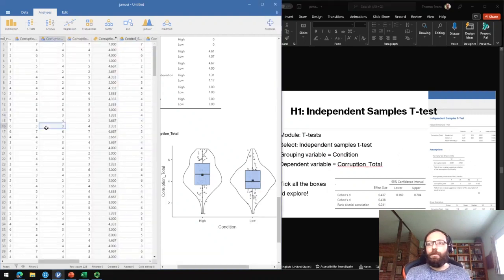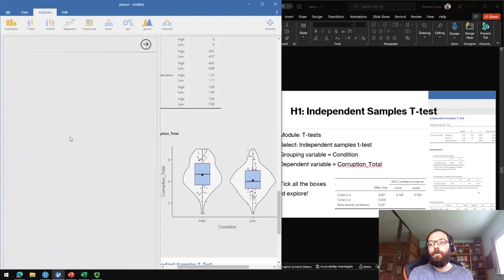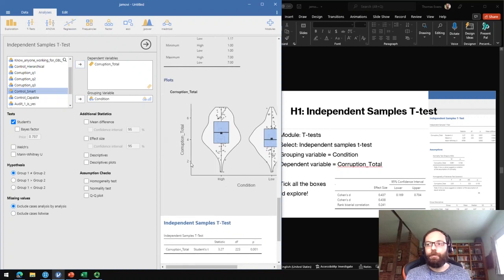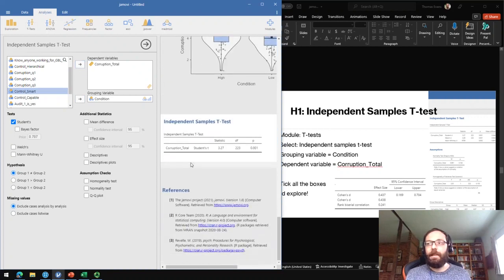For those who have been playing along, you can probably guess where I'm going with this one. Analyses at the top. And this time we're going to run a t-test. Because we randomly allocated participants to the high and low conditions, it's an independent samples t-test, because we have a between group design. And just as we have done with the exploratory stuff, we've got condition as our grouping variable and corruption total as our dependent variable.